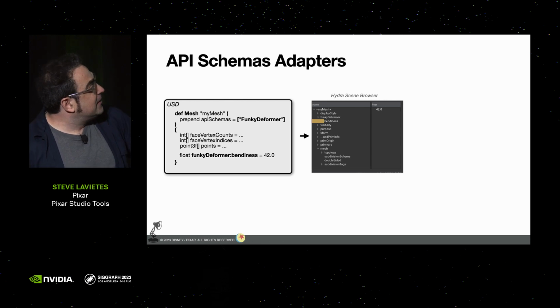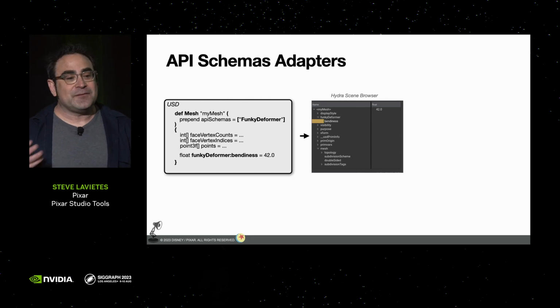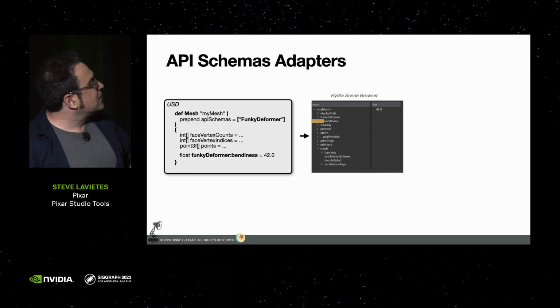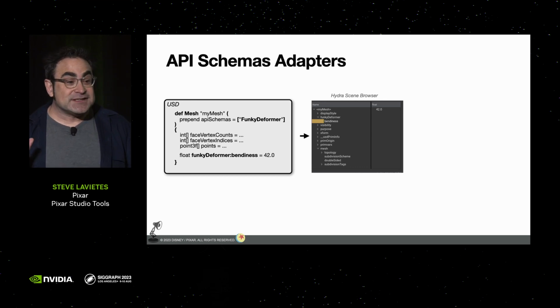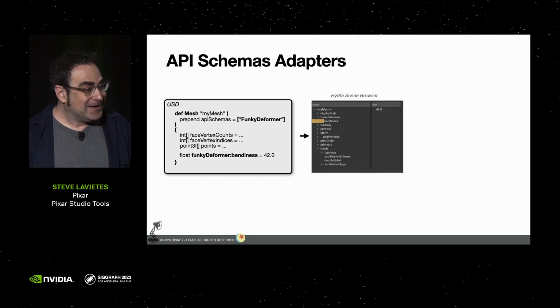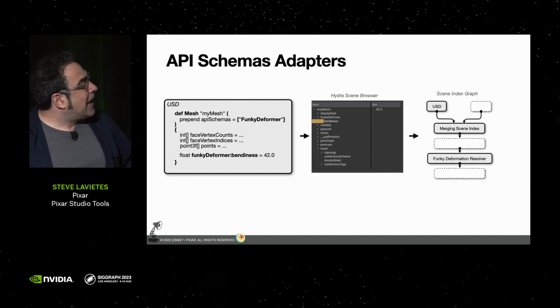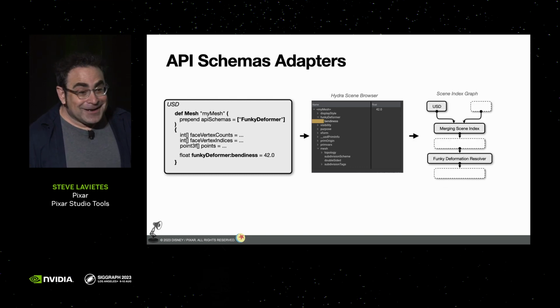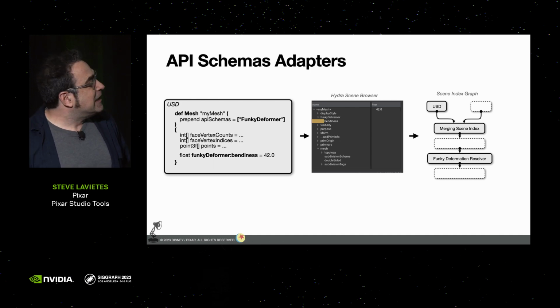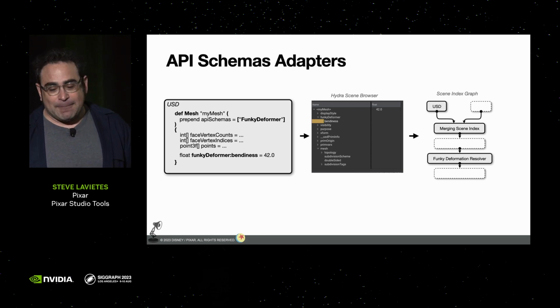So you can see in the Hydra scene browser, in addition to all the normal stuff that would be associated with that mesh, we also have this funky deformer bendiness, which doesn't mean anything to any part of the system as is. But we can extend the pipeline of scene index graphs. You'll see that there's a funky deformation resolver scene index just inserted in the appropriate place. That just means that it is activated whenever it sees a mesh or a compatible prim that has funky deformer properties, and it will do the deformation at that point.